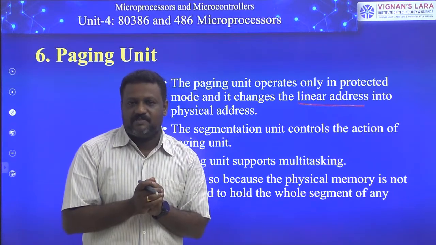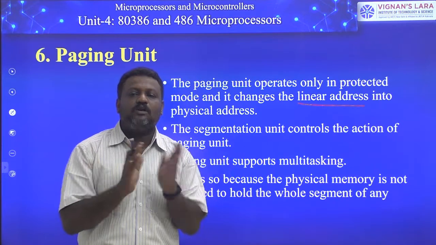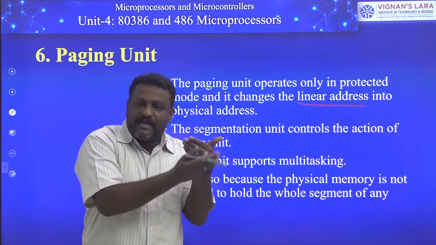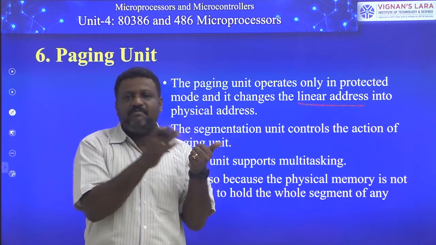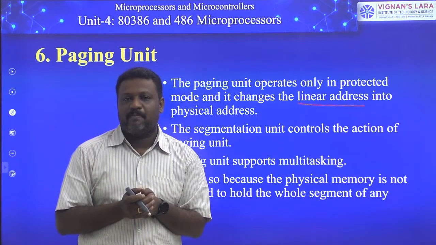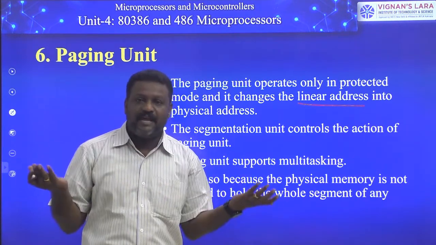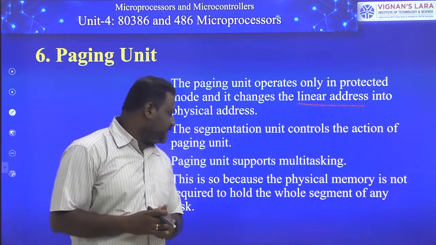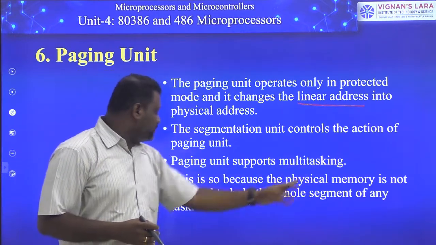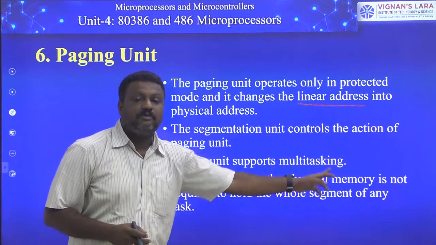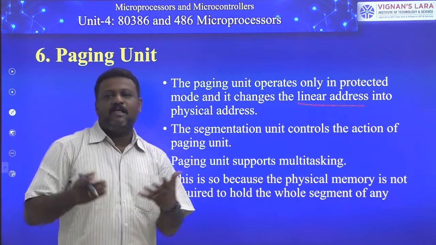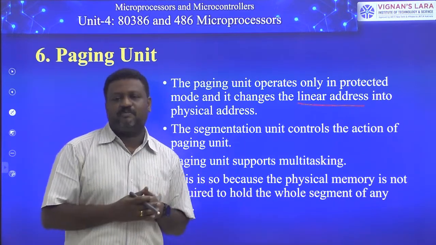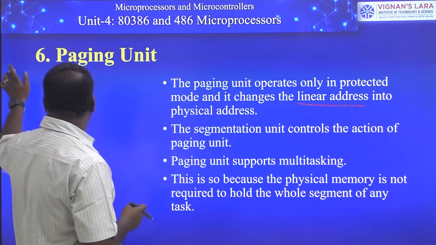Due to this, I can assign memory space for a larger number of programs. If I identify some difficulty in the execution of any program, I immediately shift to the execution of a second program. If I find any error or difficulty, I shift to the next one. So the paging unit supports multitasking. This is so because the physical memory is not required to hold the whole segment of any task. That means we need not keep all the information of the currently executing program in the current segment itself.